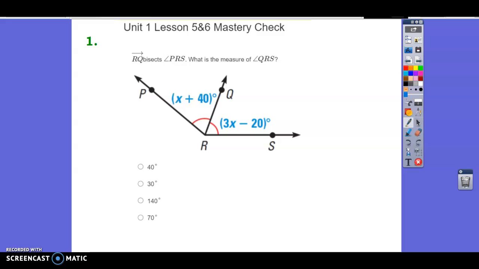Okay, so I'm going to go over the Unit 1, Lesson 5 and 6 Mastery Check. We got 4 problems. We're going to go through nice and slowly. If you still have questions, come to my office hours on Mondays from 10 to 11, or you can ask in class.